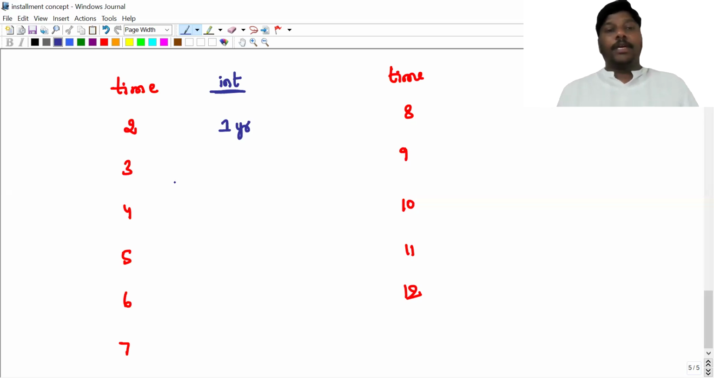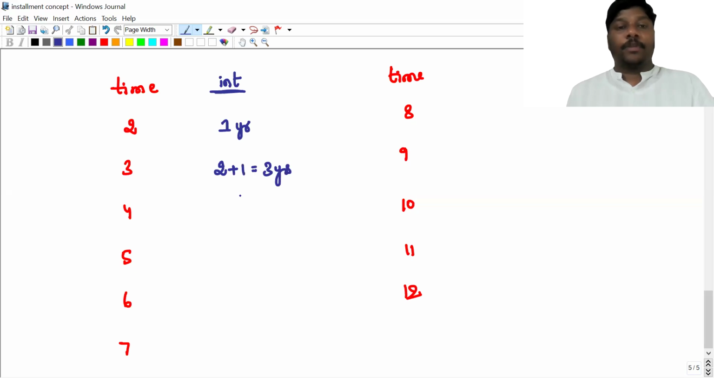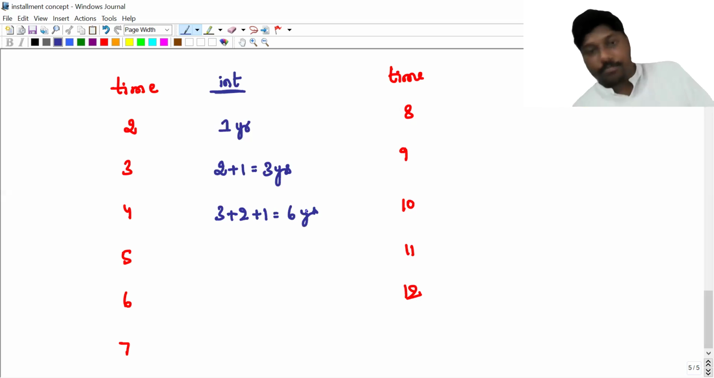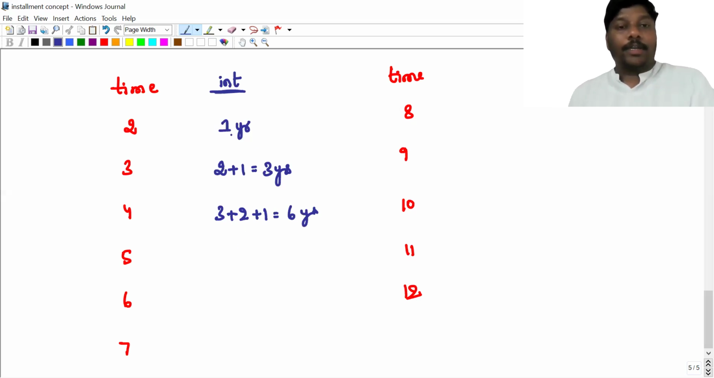అదే మనకు 3 years టైం అనుకుంటే 2 + 1, 3 years of interest వస్తుంది. 4 అంటే you can take it as 3 to 1, 3 to 1 వచ్చేసి మనకు 6 years of interest వస్తుంది. అండ్ సో ఆన్. ఇది చూడండి, ఇది 1 + 2, 1 + 2 + 3.